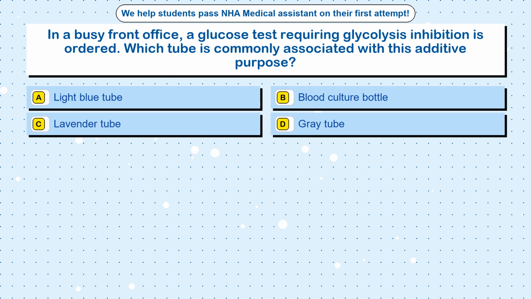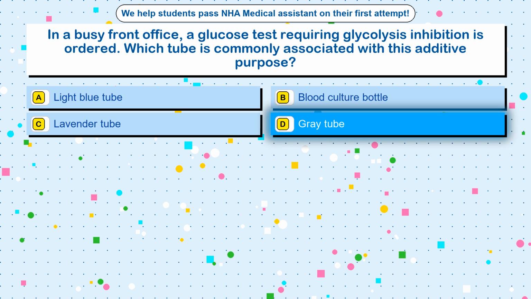Question 22. In a busy front office, a glucose test requiring glycolysis inhibition is ordered. Which tube is commonly associated with this additive purpose? Option A, light blue tube. Option B, blood culture bottle. Option C, lavender tube. Option D, gray tube.